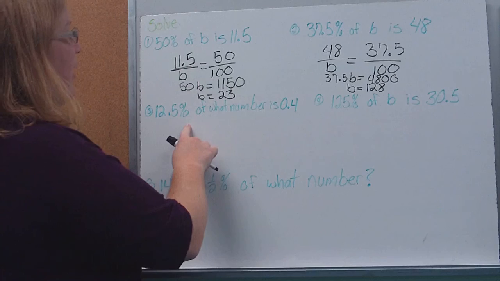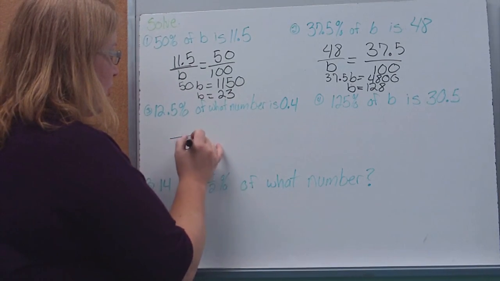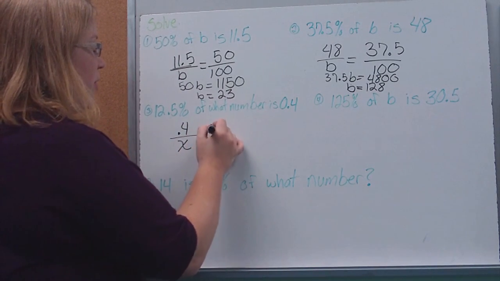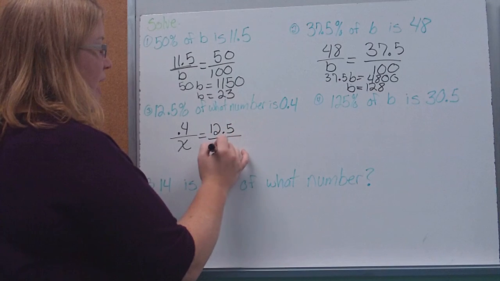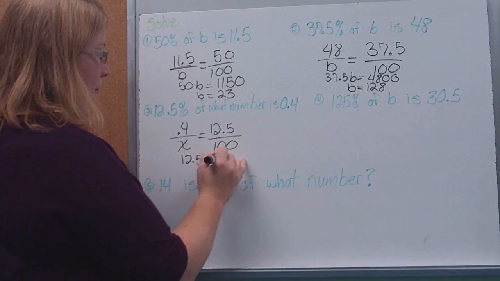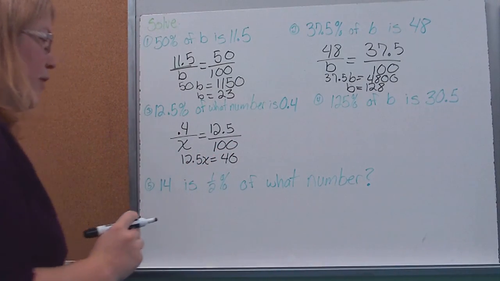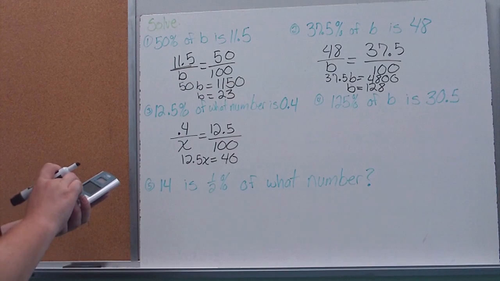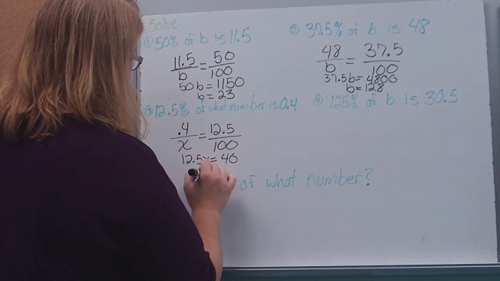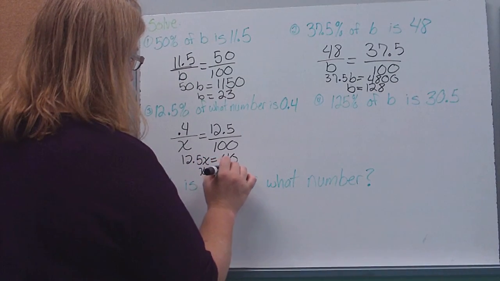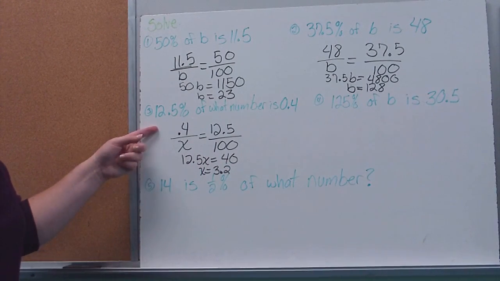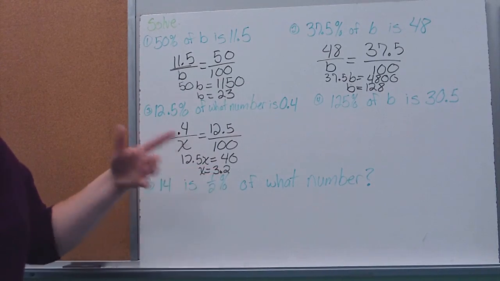Okay, 12.5% of what number? So it's saying I don't know that number, is 0.4. So is goes on top of I don't know, my percent, 12.5, that goes over 100. I cross multiply. And then when I solve for my unknown, I get 3.2. So my original number is 3.2. So basically what I'm saying is 0.4 is 12.5% of 3.2.